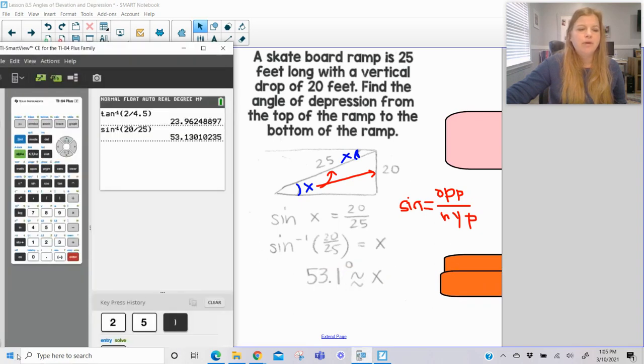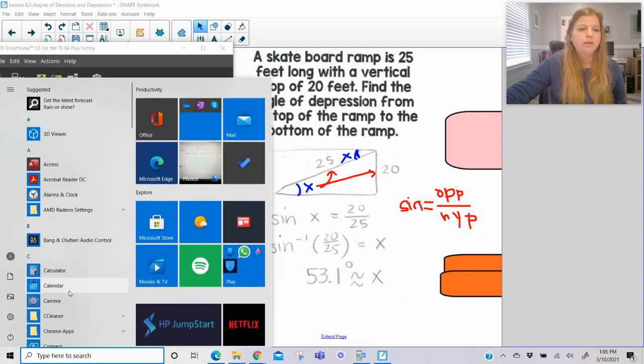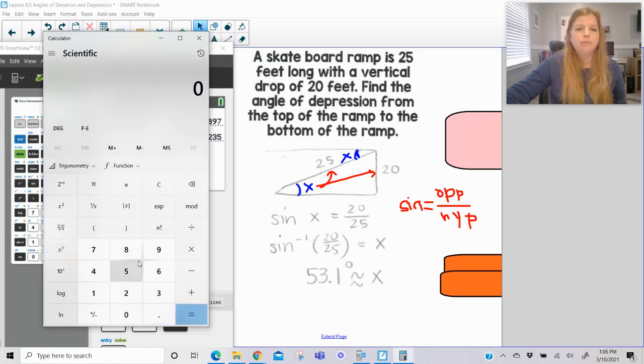Okay. If I was to pull up the calculator on the computer, I would have to do 20 divided by 25. Then go to trig, second, and do my inverse sine. And notice I get my exact same answer.